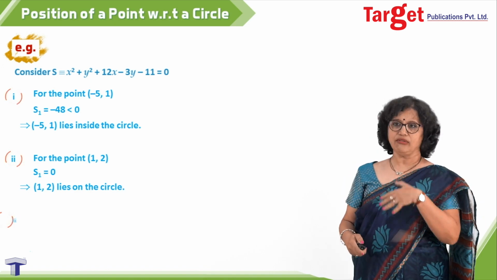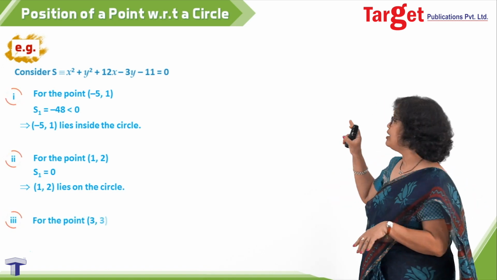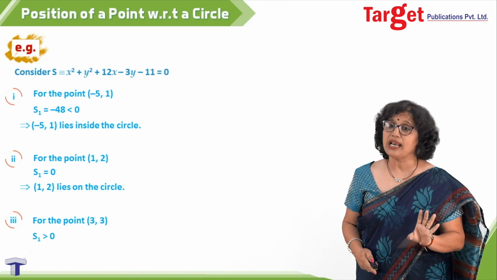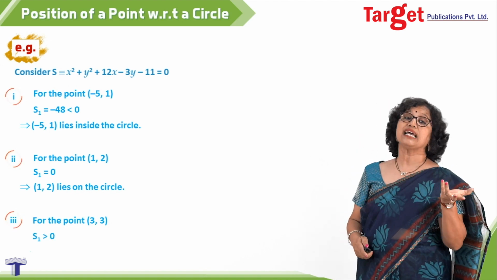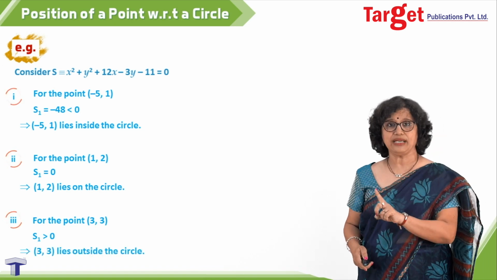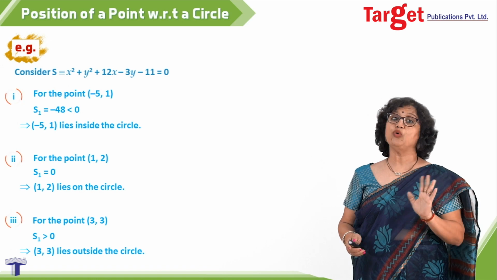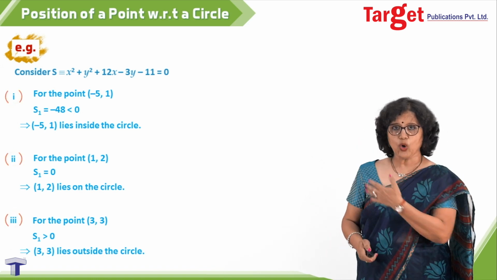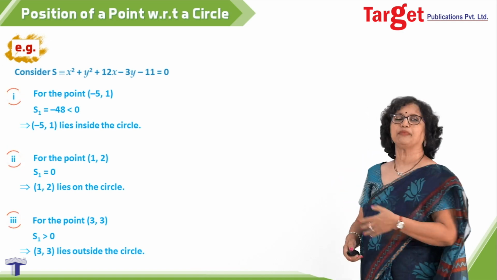And one more, only to satisfy ourselves. Now I am taking the point (3, 3). Again do that exercise and check where the point lies, and we realize that in this case S1 turns out to be positive and hence the point lies outside the circle. Now this was about how we check whether a point is inside or outside the circle. I hope you have understood by taking these examples.